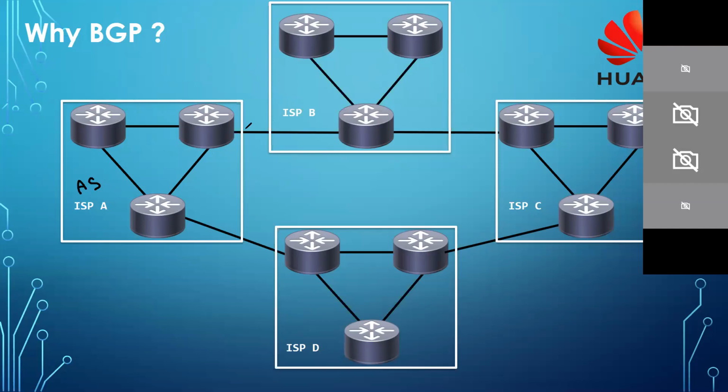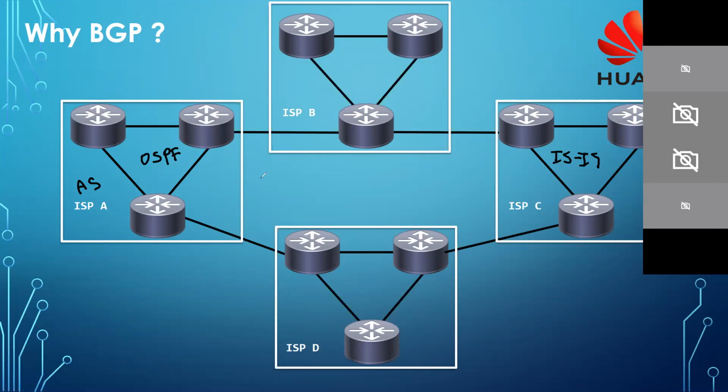When we segregate the internet into multiple ASes, every ISP will have its own routing policy. Inside the ISP, every ISP will run its favorite IGP. For example, this ISP will run OSPF and this one will run ISIS. So these two ISPs, A and C, will have different routing policies within their AS.